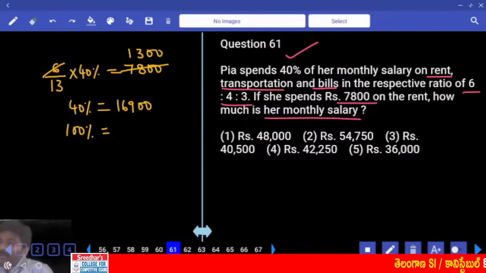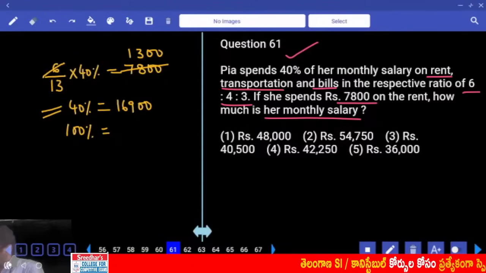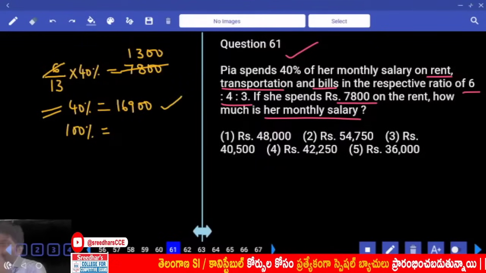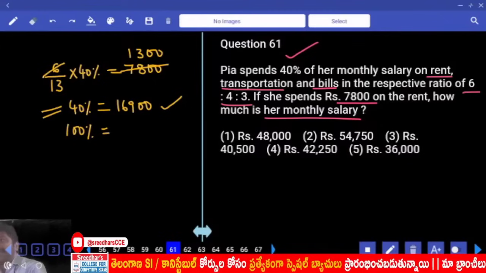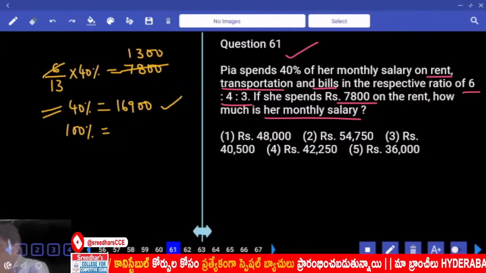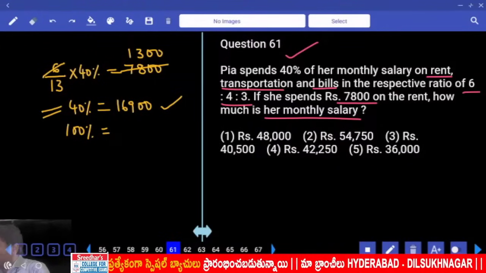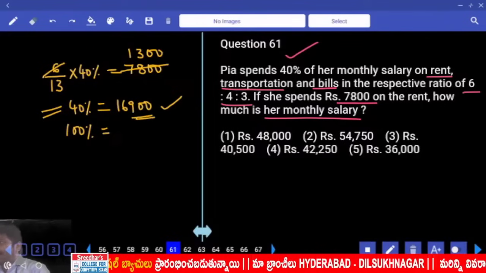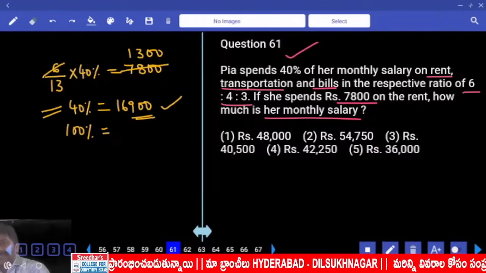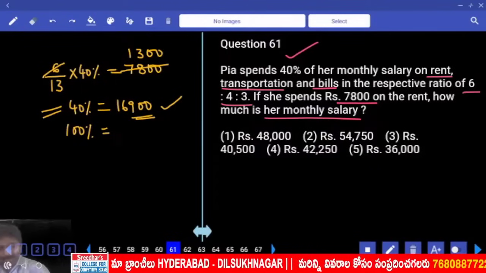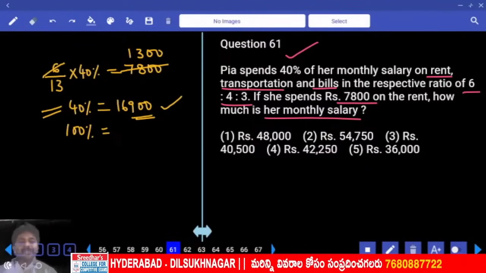Okay. Now, how do you get 100 using 40? Can you tell me? 40 plus half of 40. Okay. So 16,900 plus 16,900 plus half of 16,900. Correct? Now, are you going to get a round figure for this question? Observe the last 3 digits. 900 plus 900 plus half of that. So are you going to get a round figure?